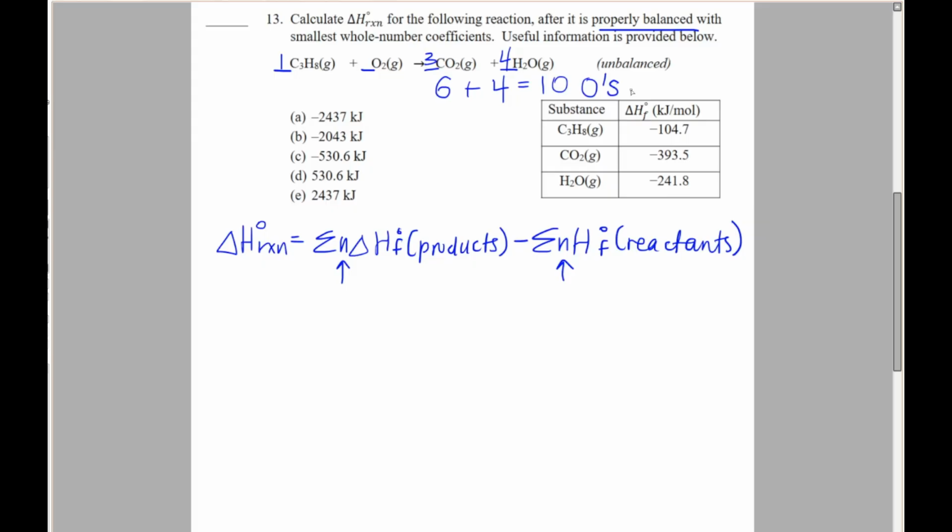And we need to make sure that we have 10 oxygens total on the left side as well. The only way to do that is by putting a 5 in front of this O2, because 5 times 2 gives us 10. So now that we have balanced this equation, we can go ahead and solve this problem. So delta H reaction is equal to the products minus the reactants. For the products, we have a quantity of 3 times the CO2, so 3 times negative 393.5, plus 4, because we have this coefficient of 4 in front of the H2O.